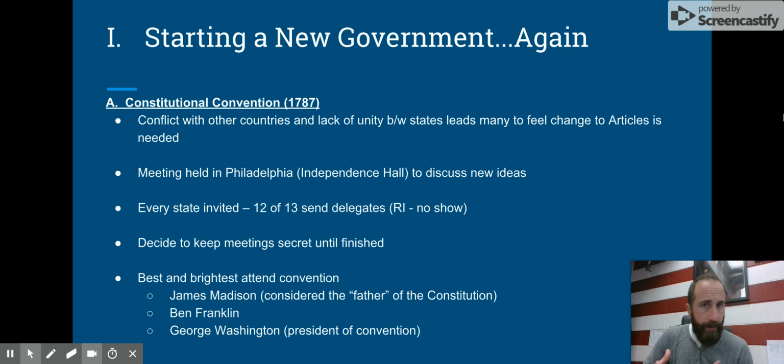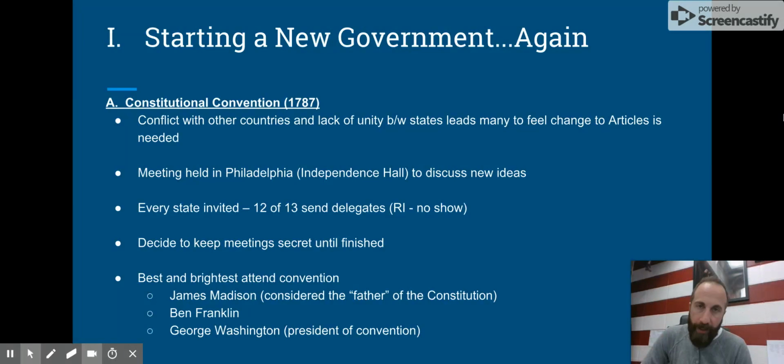All 13 states are invited to send delegates. 12 do. Rhode Island, once again, like they did with the Continental Congress, doesn't send representatives. They were upset about this idea of a new government losing power, but they're tiny Rhode Island, so who cares? They decide they're going to keep those meetings a secret until they're finished figuring out what exactly they're going to do. They wanted to be able to speak their minds freely and not have to worry about what people's opinions from the outside were, or that what they would say would be published in a newspaper and could damage their reputation, anything like that. So they kind of did this behind closed doors.